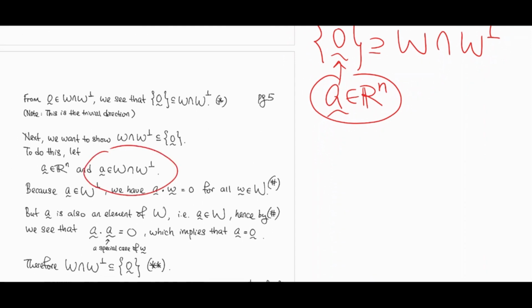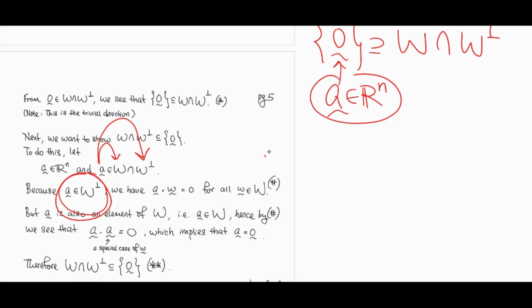Which is common to W and W perp. So this A here, remember, is in W and also in W perp. Let's look at what happens if this is in W perp. Logic, think about it. If your A is in W and also in W perp, then in particular, your A will be in W perp. Now, think about what it means when A is in W perp.